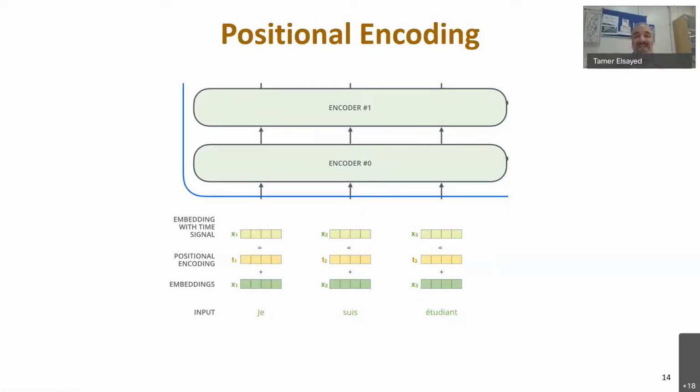Now we extend or relax our definition of the input a bit. Earlier, we said that the input is words. Of course, words cannot be just input to the network. We have to represent them using embeddings. And now we are saying that it's not just the embeddings, it is the embeddings plus the positional encoding, which combined together will be the actual input to the first encoder. So that's another concept of the transformers, representing the order of the sequence.